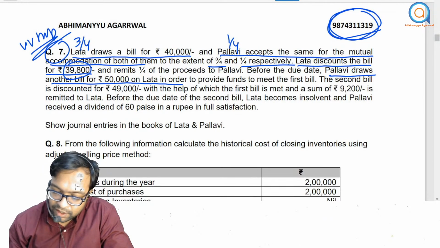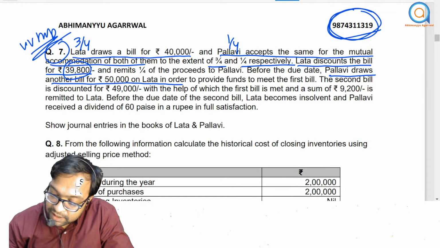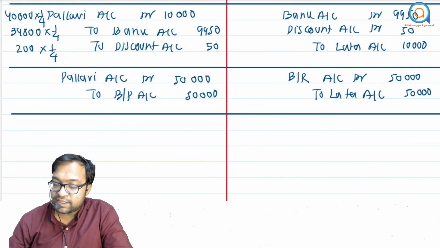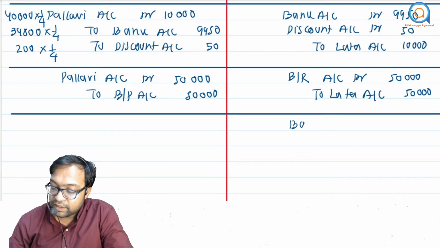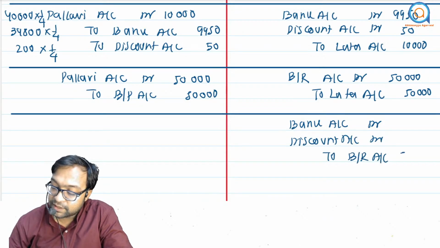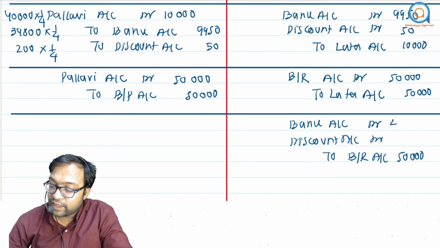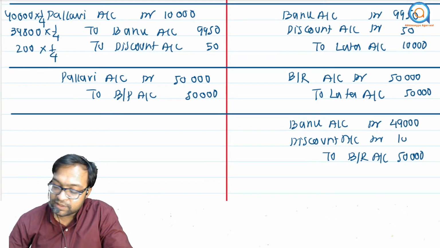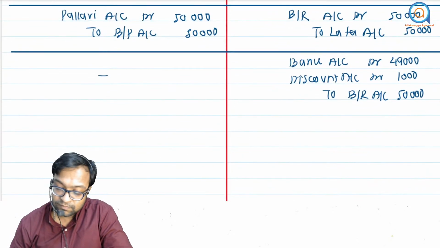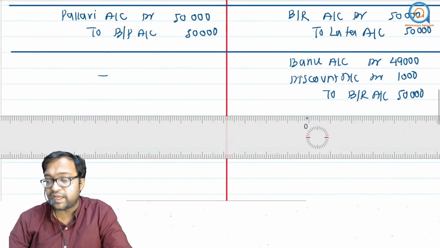So what I'm saying, the second bill is discounted for 49,000. The journal entry in the books of Pallavi will be bank debit, discount debit to bills receivable. The bill of 50,000 has been discounted for 49,000. Discount is 1,000. What entry will be done by Lata today? Nothing. Lata is not supposed to do any entry.